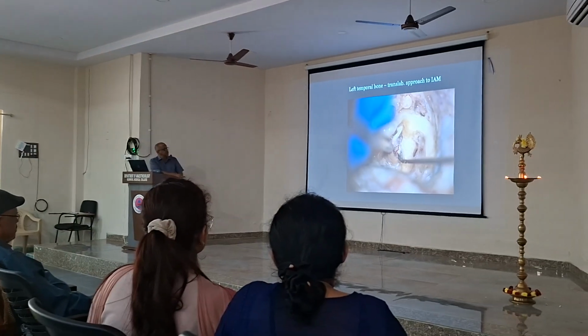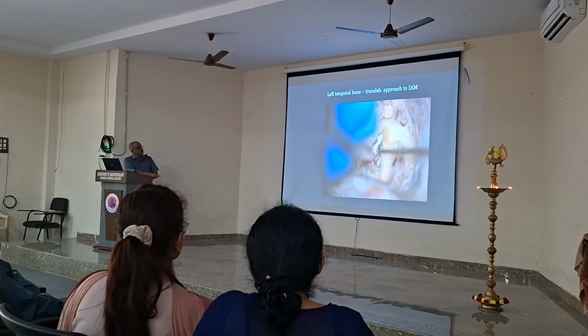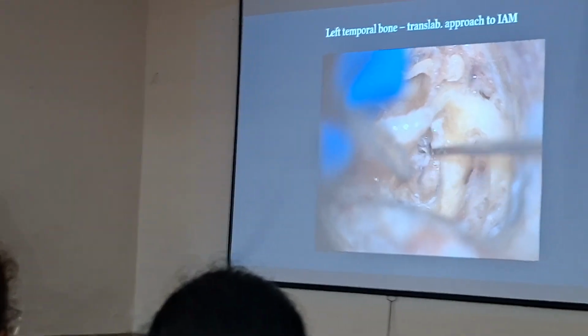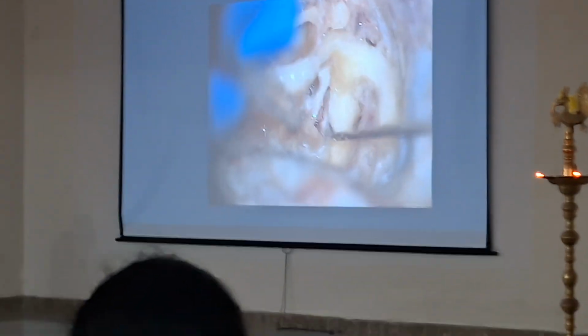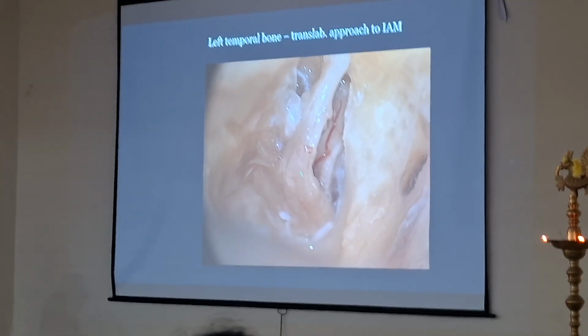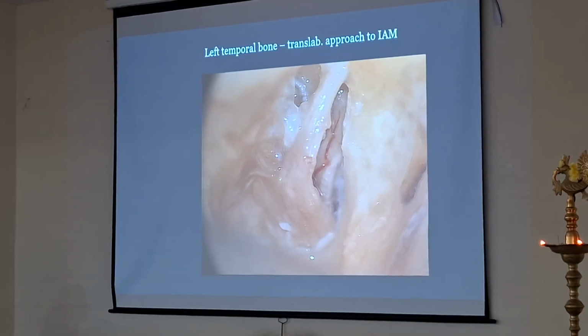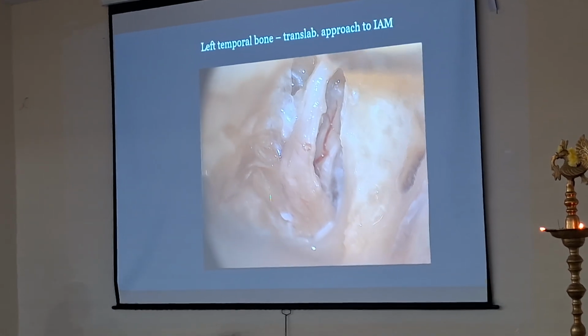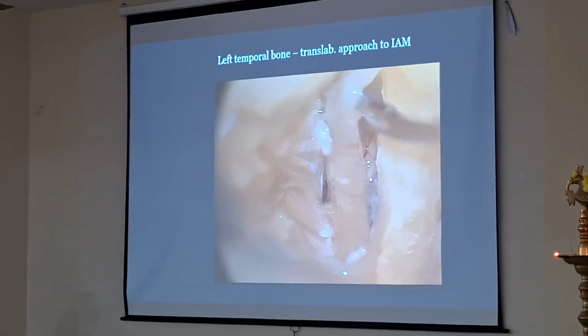This is the superior vestibular nerve that I have retracted here. It is going to the ampulla of the superior semicircular canal. That is the superior vestibular nerve. That is the facial nerve. Just inferior to this is the inferior vestibular nerve.